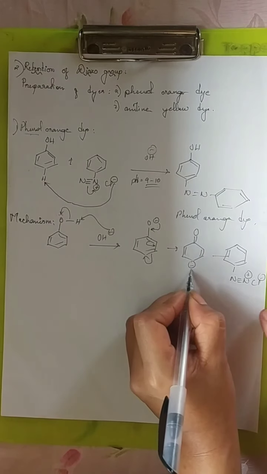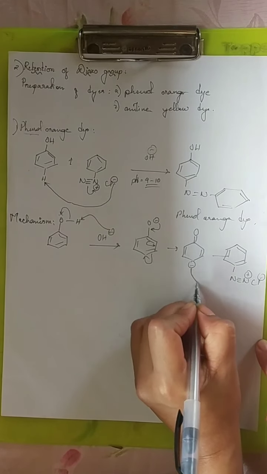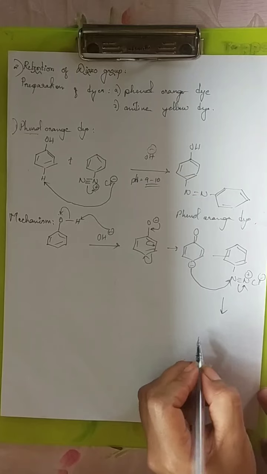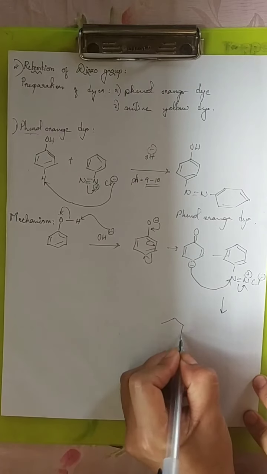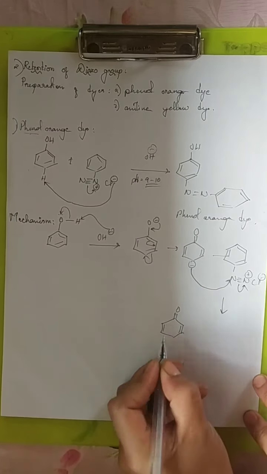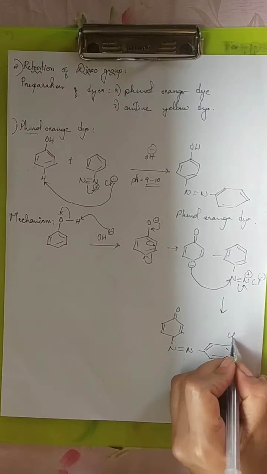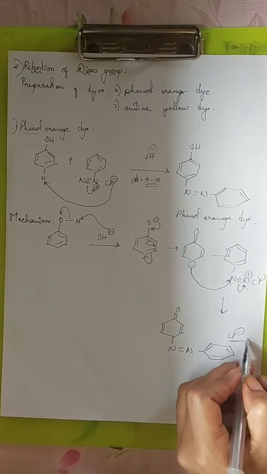Now this negative comes and attacks this pi bond, and the constant adds up to hydrogen. Therefore we will be getting here the carbon to nitrogen bonded, double bond N, and then our benzene ring will be here, and Cl minus itself is present in the solution.